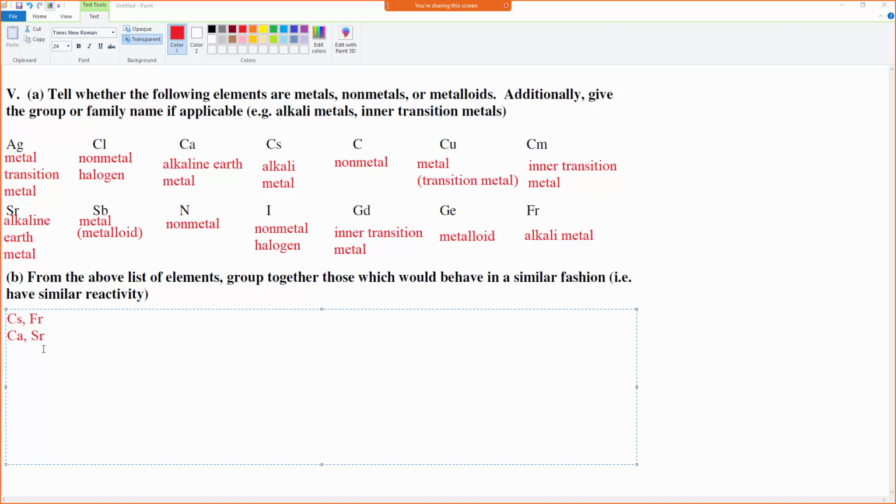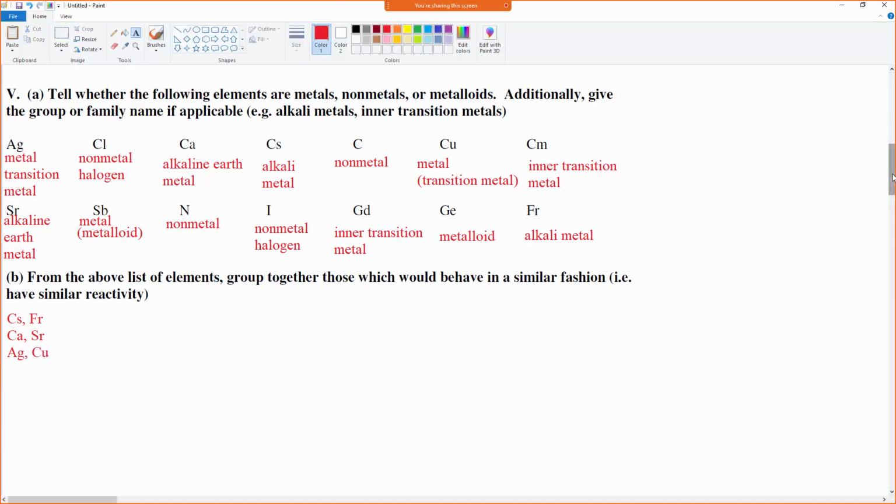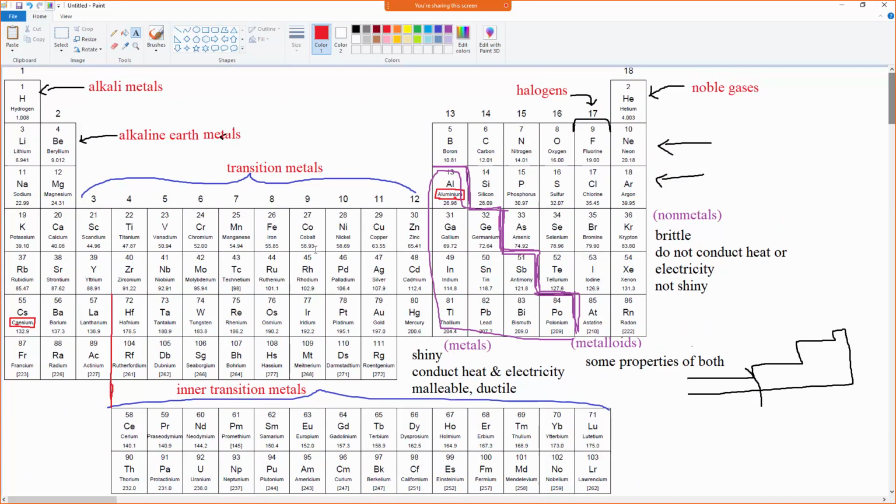All right, we've got Ag and Cu. Let's have a look. All right, yep, Ag and Cu are in this same column. So that works there. David mentions Cl and C, but just because they are both nonmetals doesn't mean that they're going to have similar reactivity, because they're not in the same column. That's what we're looking for, is the right column, right?